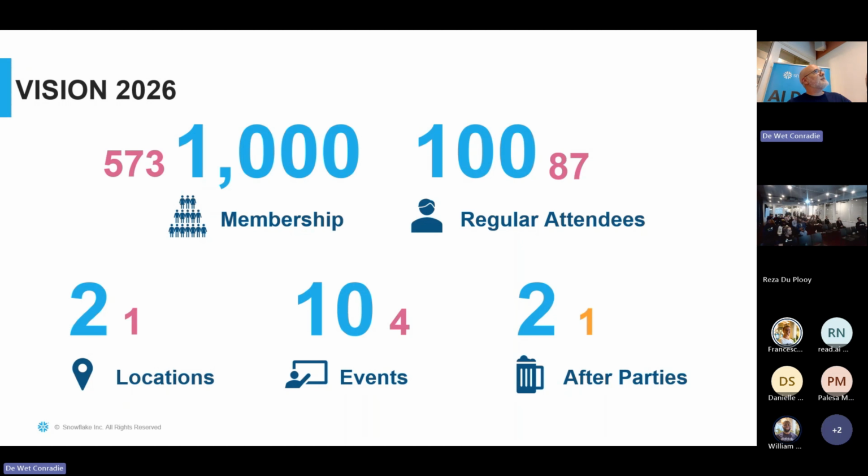As of this morning, we have 573 members. We have, on average, 87 people attend the events this year, both in person and online. We've only had events in Cape Town, and we are having one in Johannesburg very soon. This will be our 4th event, and I'm going to put it in orange because we are going to have a party soon. I'll tell you about that just now.